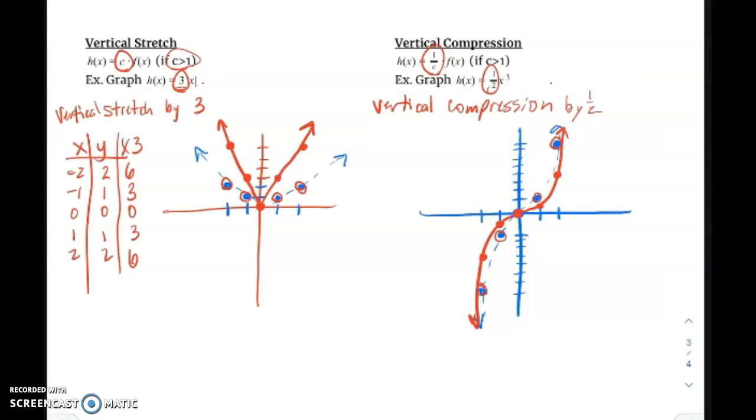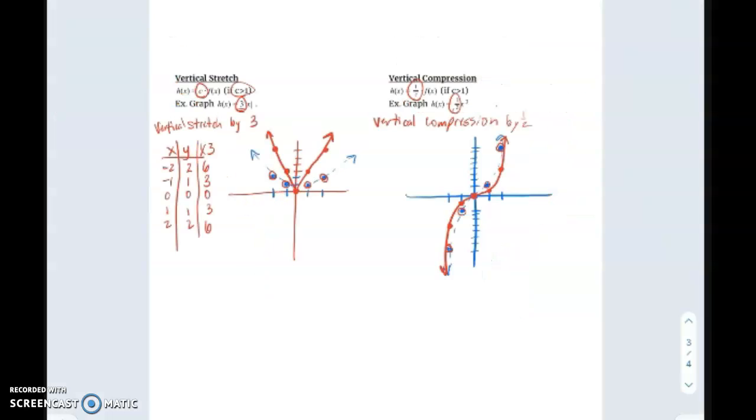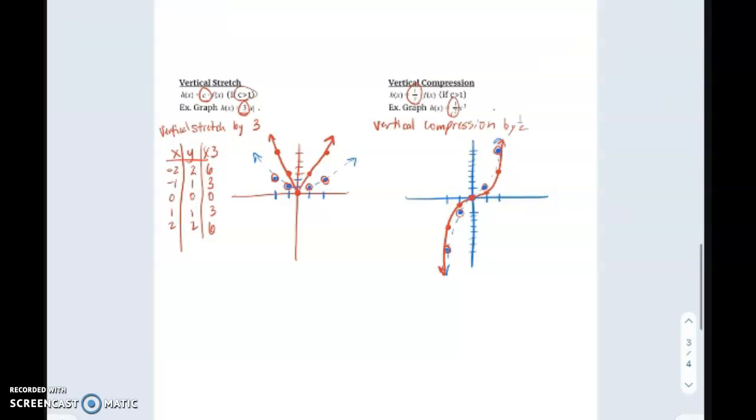And this one is kind of hard to see the change, but hopefully you can see that it's kind of smushed towards the x-axis. The blue curve has been smushed towards the x-axis. Just in the stretch, it's like being pulled away from the x-axis. And that is the end of your notes on library of functions.